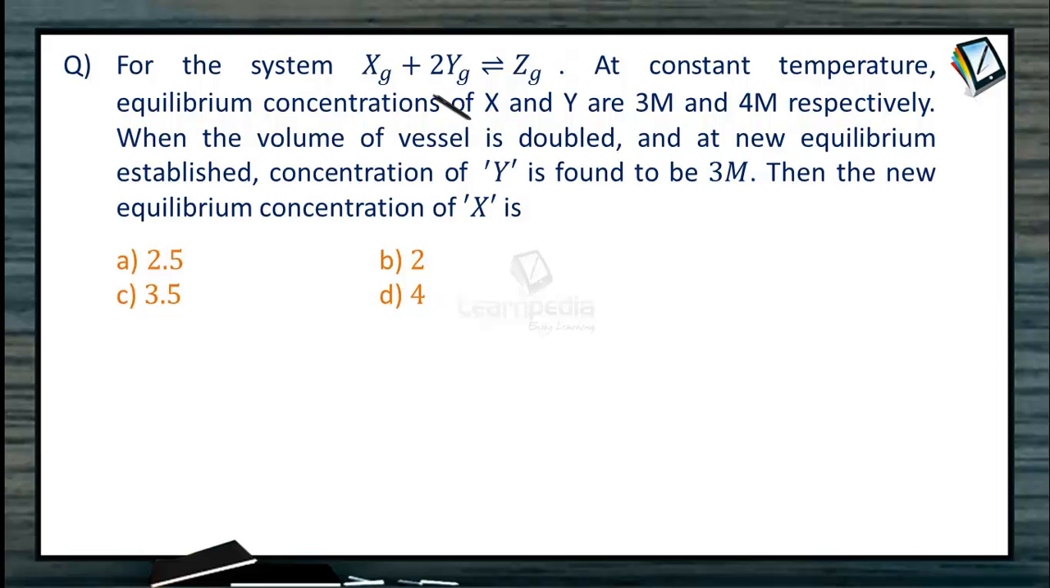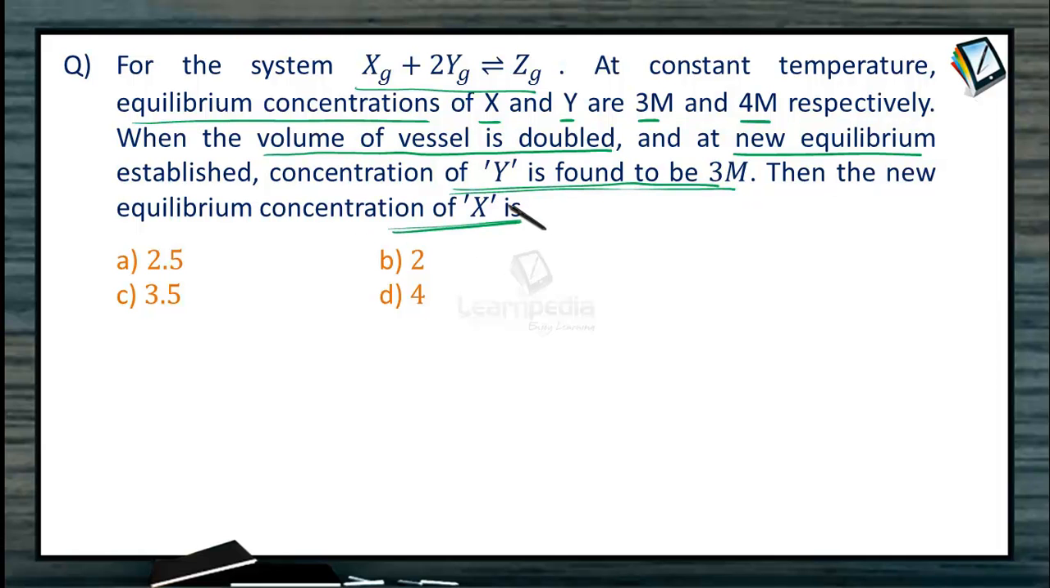In the next question, what is given is X gas reacts with 2Y gas giving Z gas, a general reversible system. At constant temperature, equilibrium concentrations of X and Y are given as 3 molar and 4 molar respectively. And the system is disturbed by doubling the volume of the vessel. When the volume of the vessel is doubled and the system reattains equilibrium, the concentration of Y is found to be 3 molar. Then what will be the new equilibrium concentration of X?